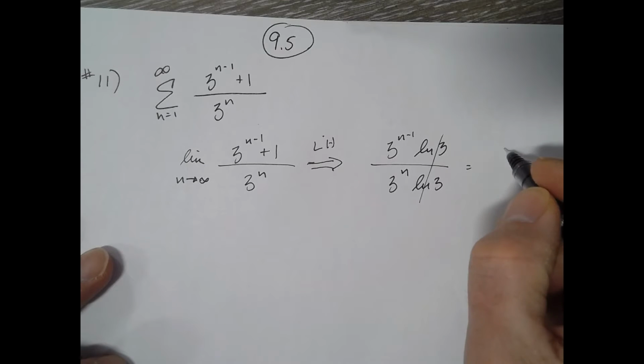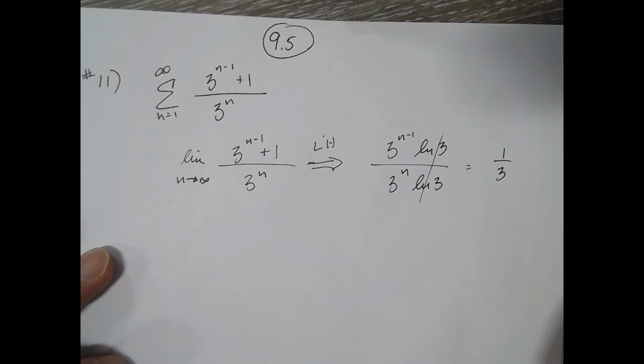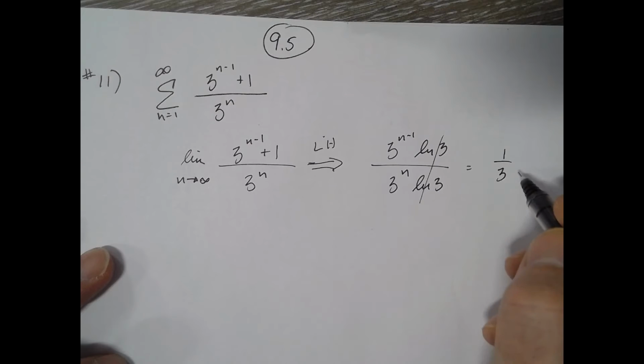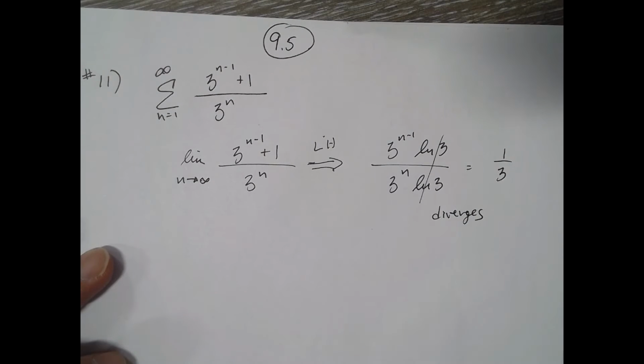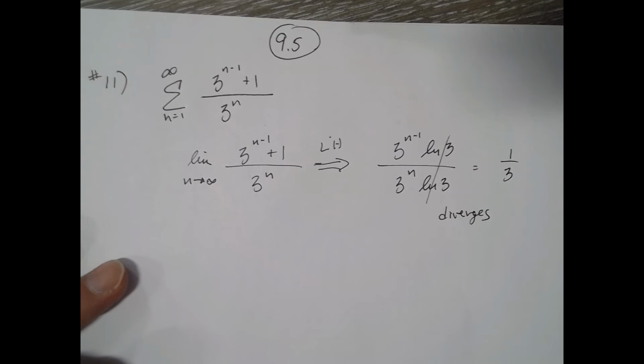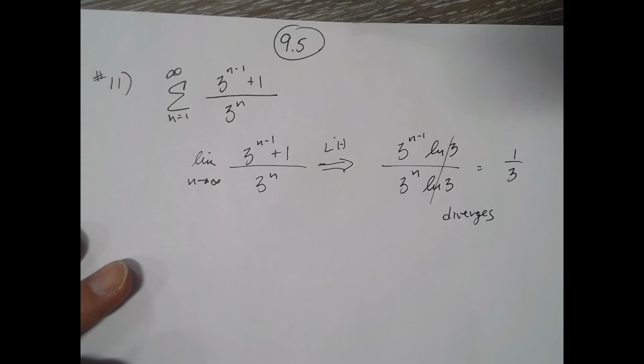So it becomes 1/3. And the nth term test says that if you don't get 0, it's going to diverge. And we got 1/3, so it diverges. So this is how I would do this problem.